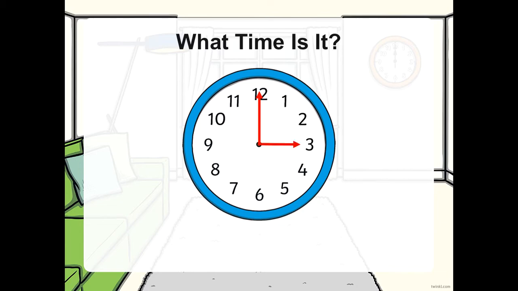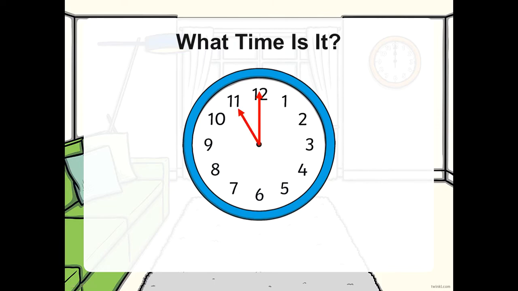Can you have a go at reading the time on the screen? Perhaps you need to pause the video and explain to your adult how you know. This time is 3 o'clock. We know it's 3 o'clock because the minute hand is pointing to the 12. This means o'clock. And the hour hand is pointing to the 3. It must be 3 o'clock.